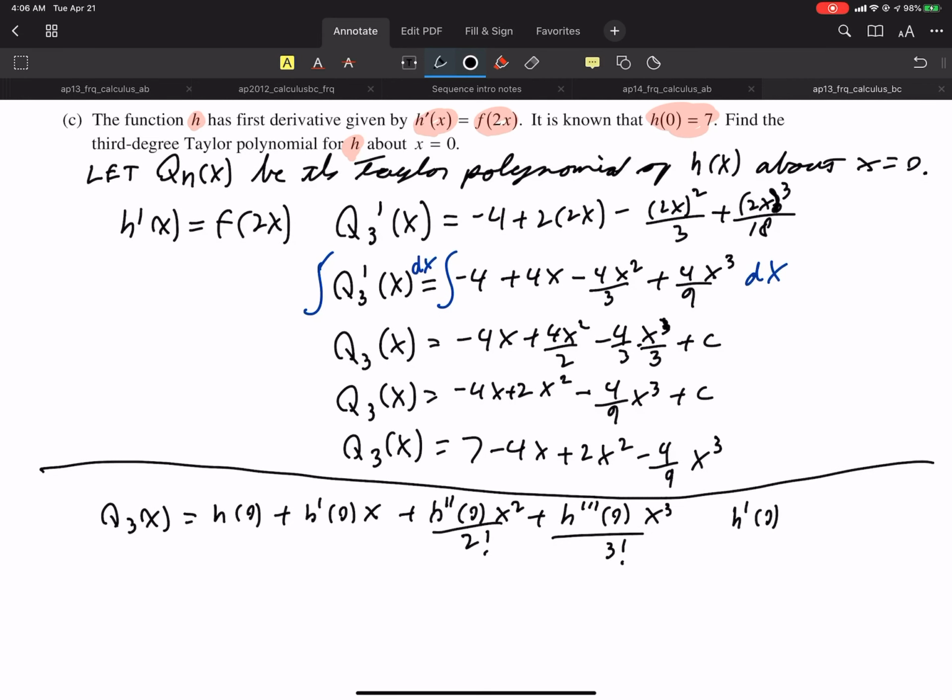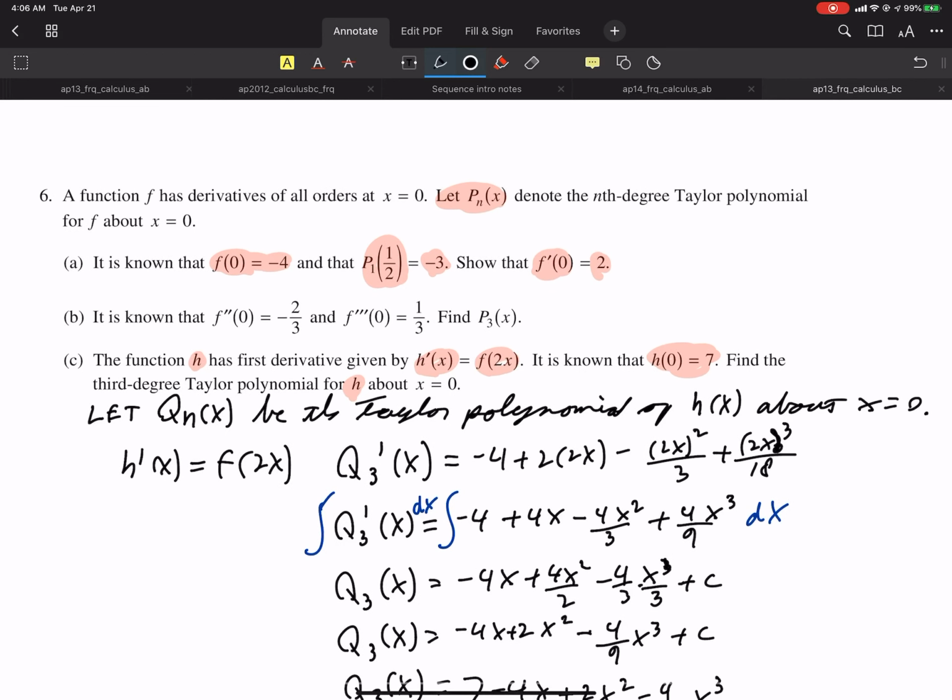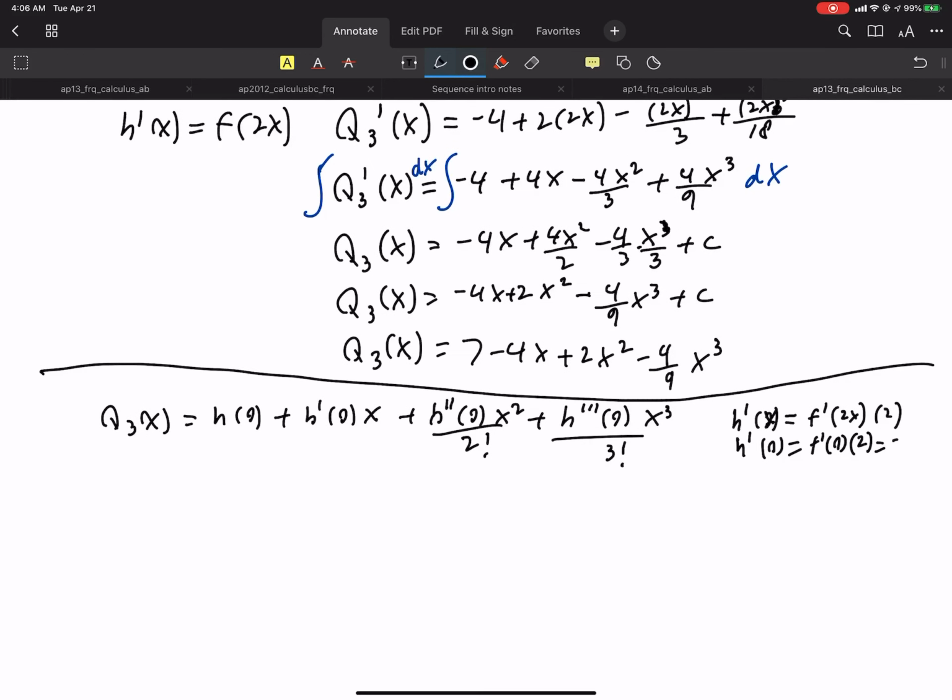H prime of 0 would be, and so look at this, the derivative of this, it's f of box. The derivative of f of box would be f prime of box times the derivative of box, which is 2. That's h prime of x. So therefore, h prime of 0 would be f prime of 0 times 2. Well, f prime of 0 we found earlier. F prime of 0 was 2. So that's just going to be 2 times 2, which is 4.